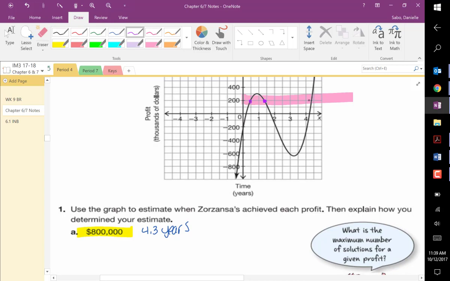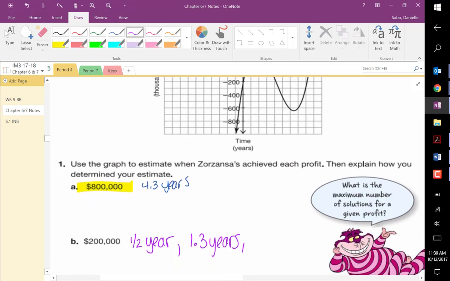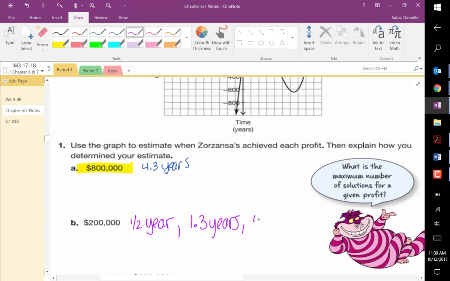It kind of helped you out a little bit there. We already got that one. Keep going. Anywhere around 4.5, 4.4, I would have accepted. Again, if you would put 4.3 or 4, I would have accepted as long as you're in that range. Okay?